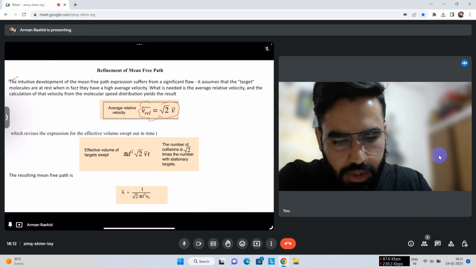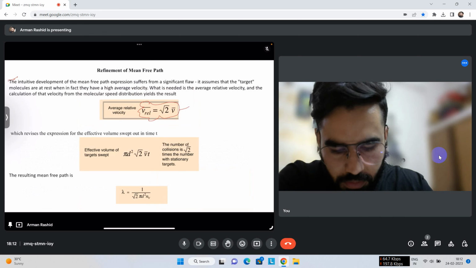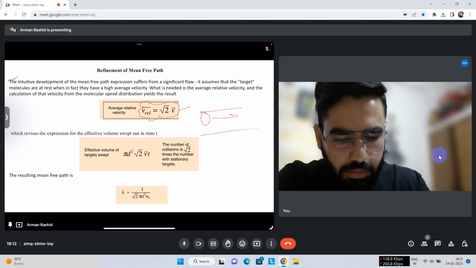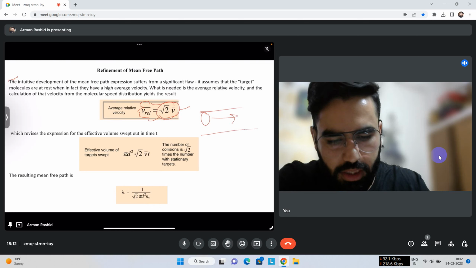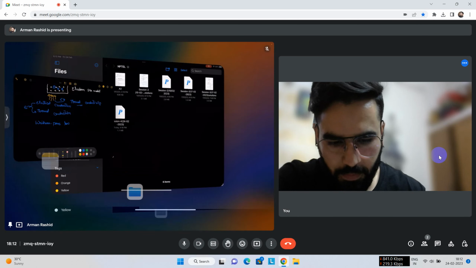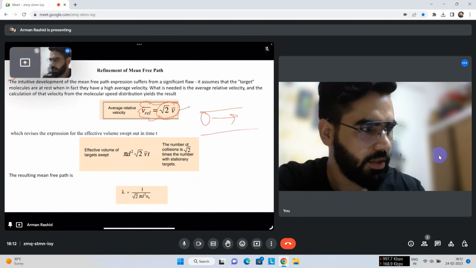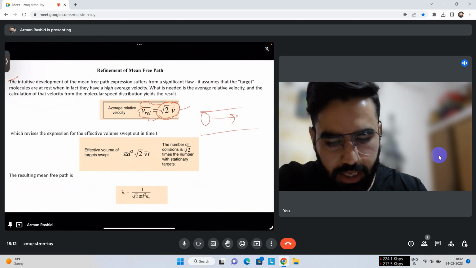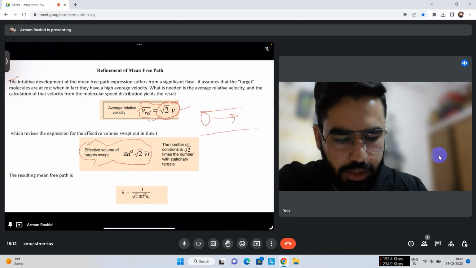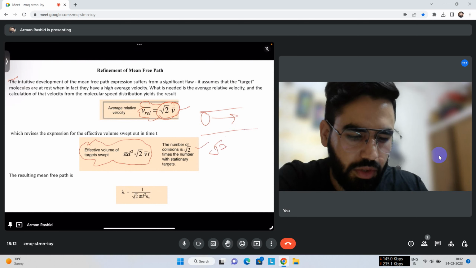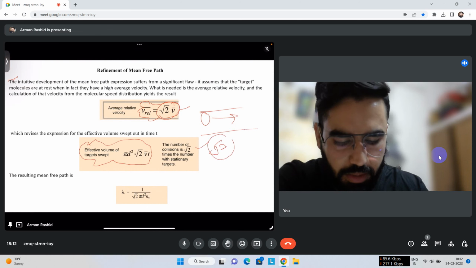If we use this expression in the effective volume that is swept by a molecule as it is traversing through a medium, instead of a velocity, we'll just change into relative velocity. Then we'll get the effective volume swept by the traversing molecule as pi d square under root 2 times average velocity into t. So we have used just a factor of under root 2 that considers the relative velocity. Therefore the resulting mean free path will become 1 by under root 2 pi d square into n v.